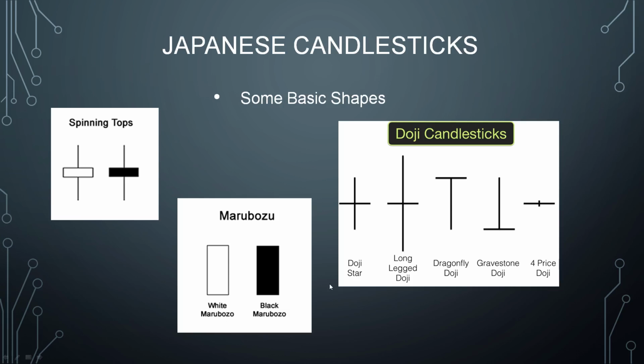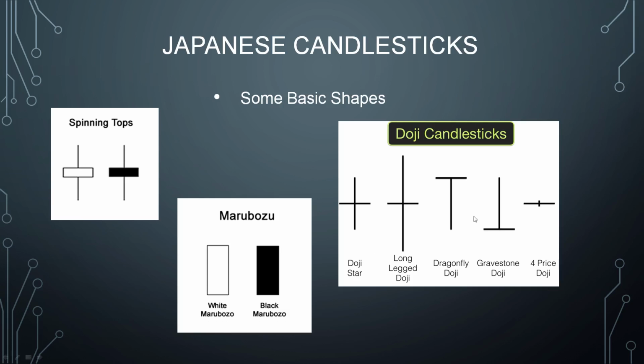A Marubozu, on the other hand, has no wicks and quite large bodies. Depending on whether the candlestick is green or red, the high and low are the same as its open and close. These, for obvious reasons, are very bullish or bearish candles.